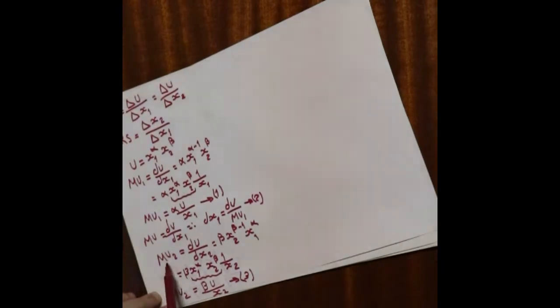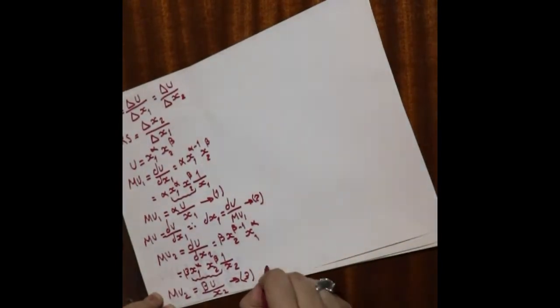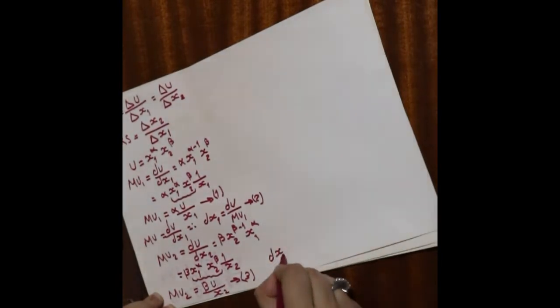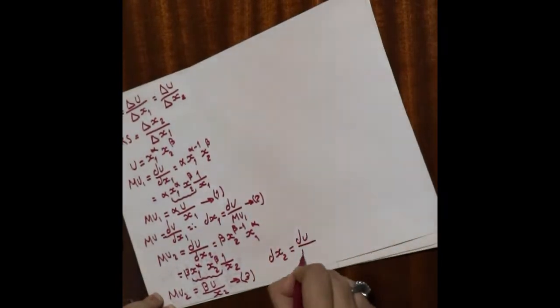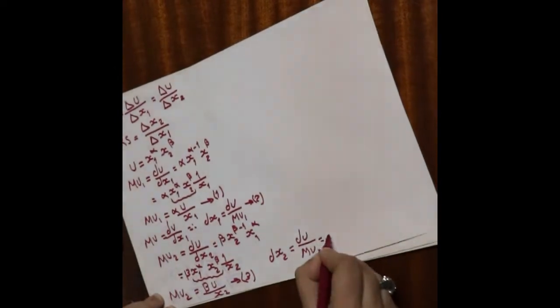We have MU2 equal delta U over delta x2. So delta x2 equal delta U over MU2. This is the fourth equation.